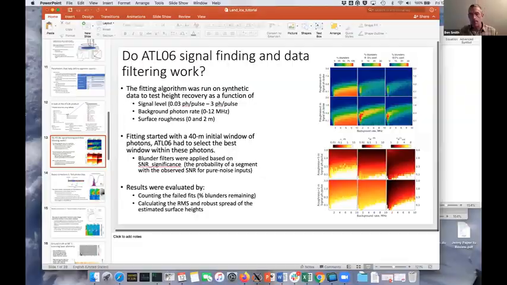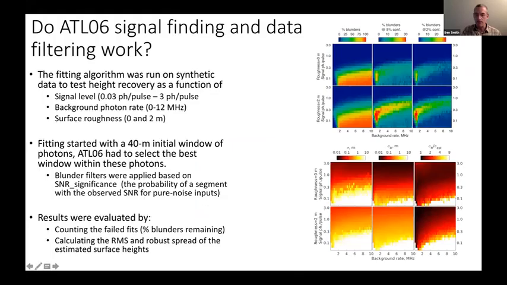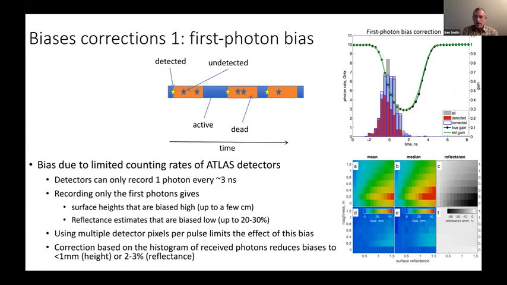We've tested the algorithm. The errors are pretty much where we expect them to be, and they're dependent on the background rate and the roughness. So to get highly accurate elevation estimates from ATL06, we have to account for some of the problems inherent in photon counting. One of them is that ATLAS uses an array of single photon counting channels to detect the beam coming back from the surface.